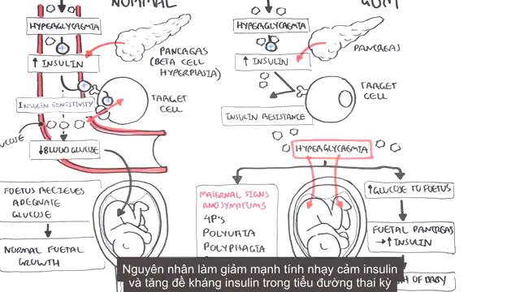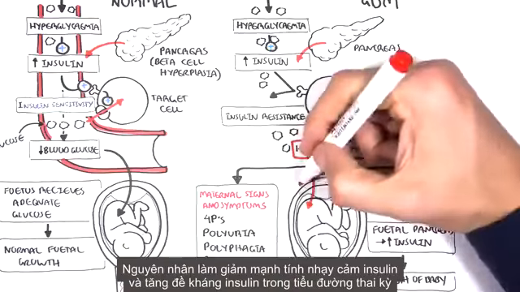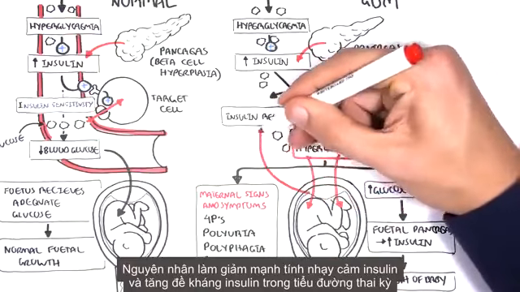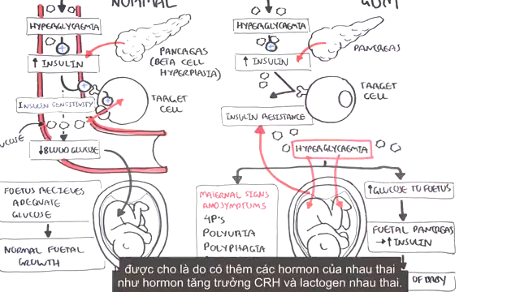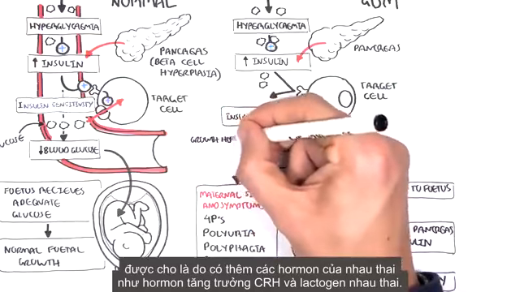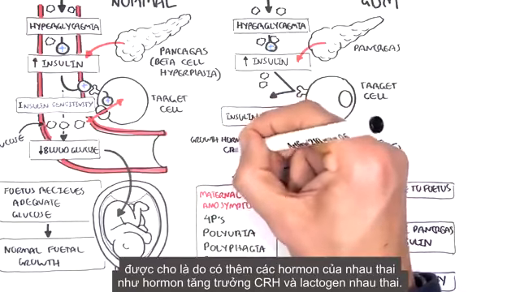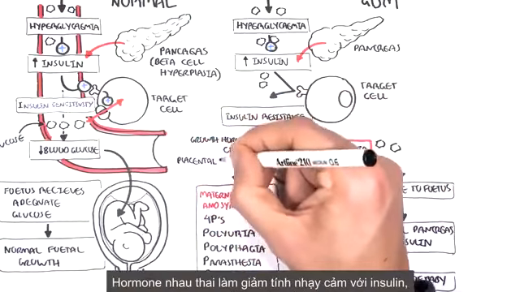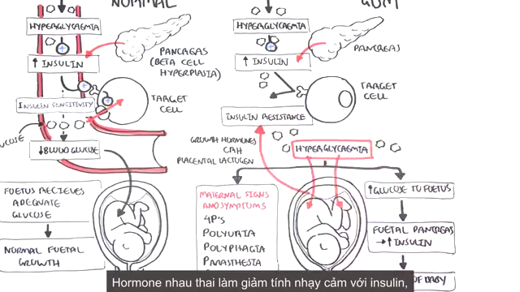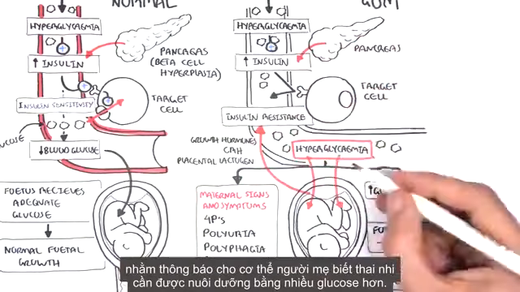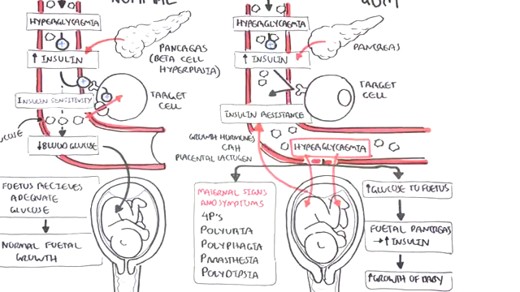The reason for a big decrease in insulin sensitivity and the development of insulin resistance in gestational diabetes is thought to be because of the placenta producing hormones such as growth hormone, CRH, and placental lactogen. Placental hormones cause a decrease in insulin sensitivity to try to tell the mother to feed it with more glucose.